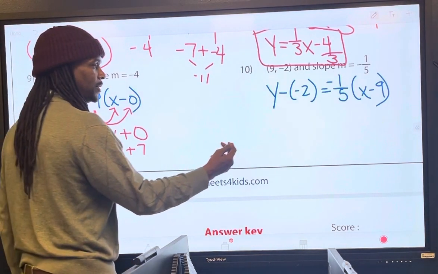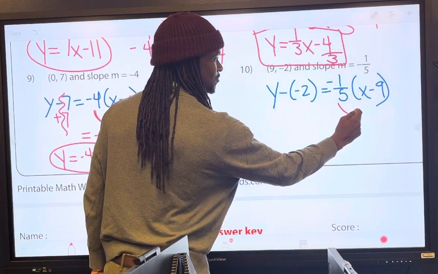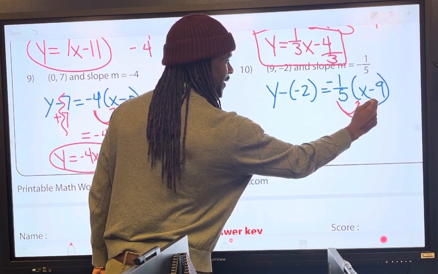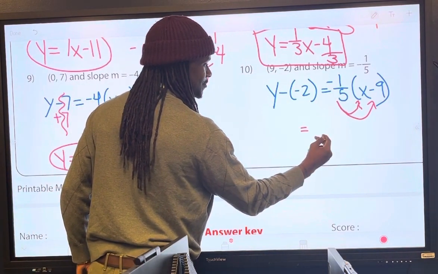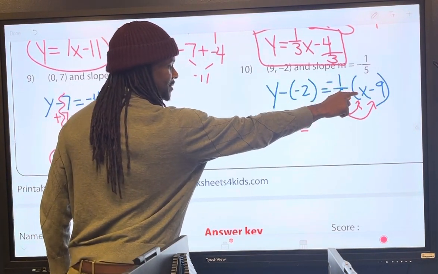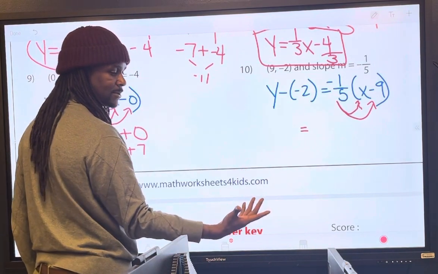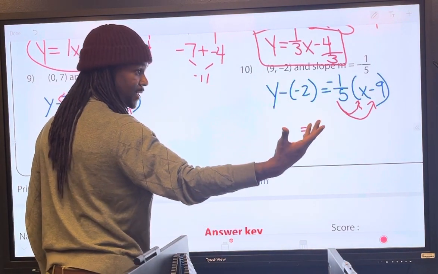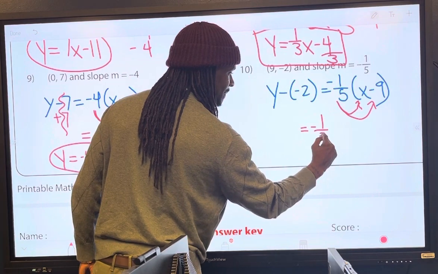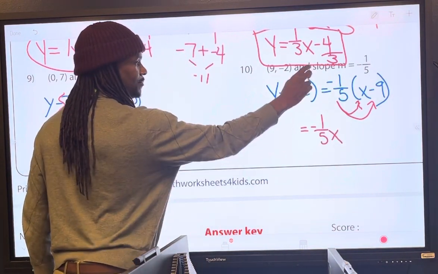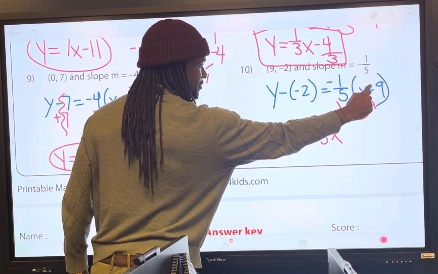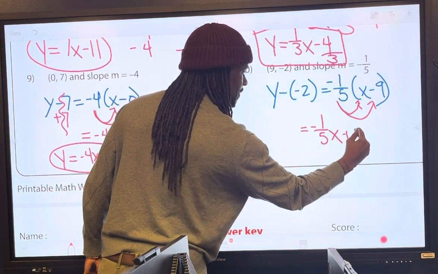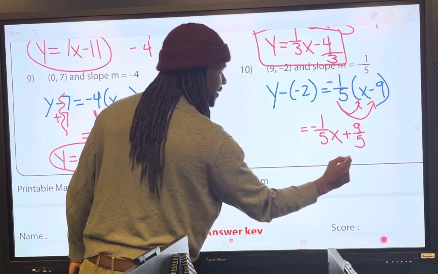Come on, Emmy, what are we doing? Distribute the 5. So this negative 1 over 5 times x becomes what? Put them together. Negative 1/5 x. Good. And then remember, negative 1/5 times negative 9. Just multiply these two numbers. Good job.